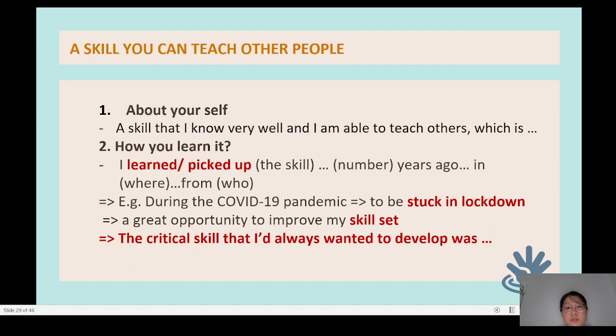Please pay more attention to the red words because they are the keywords in this question.